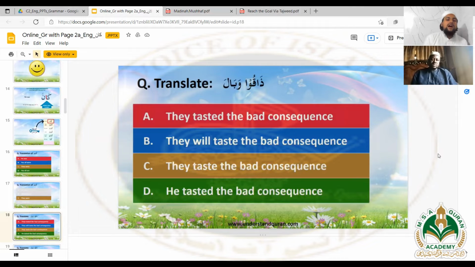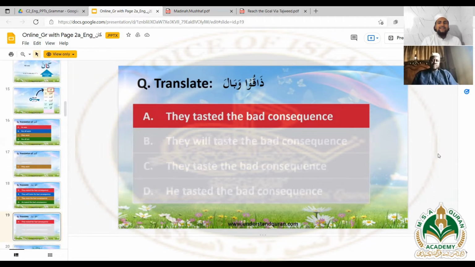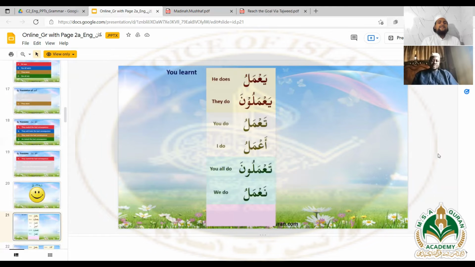Okay, translate. Zaqu wabala amrihim. They tested the bad consequence. B, they will test the bad consequence. C, they test the bad consequence. And D, he tested the bad consequence. So, zaqu wabala amrihim, they tested the bad consequence. MashaAllah, A is correct. Perfect.